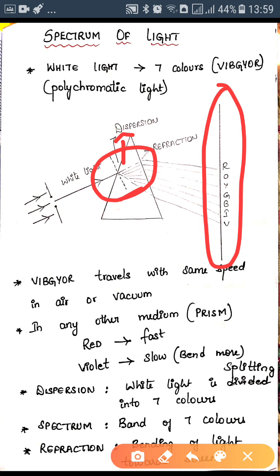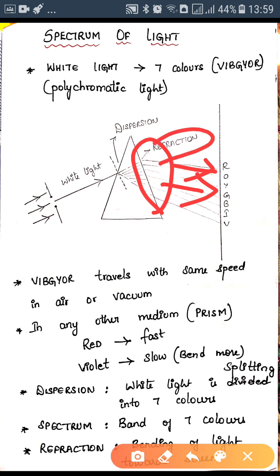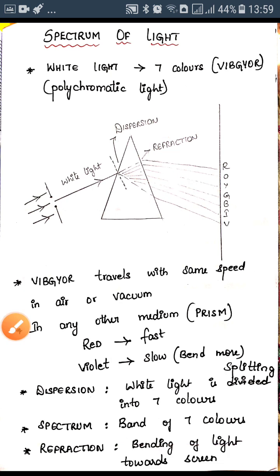Here these 7 colors touch the second surface. You can see the second surface, and it bends towards the screen. The bending of light towards the screen is known as refraction.